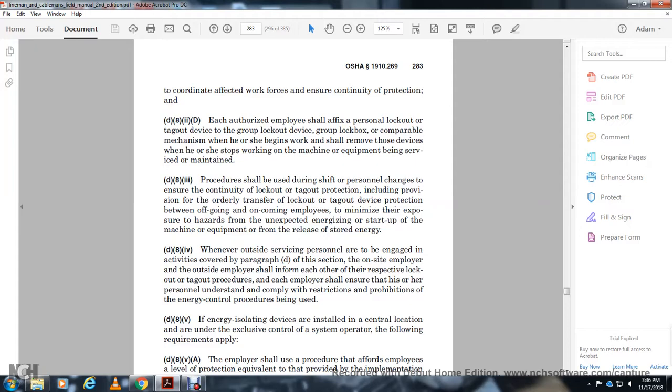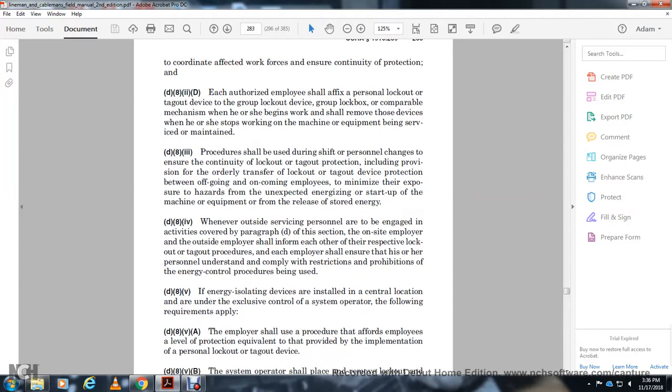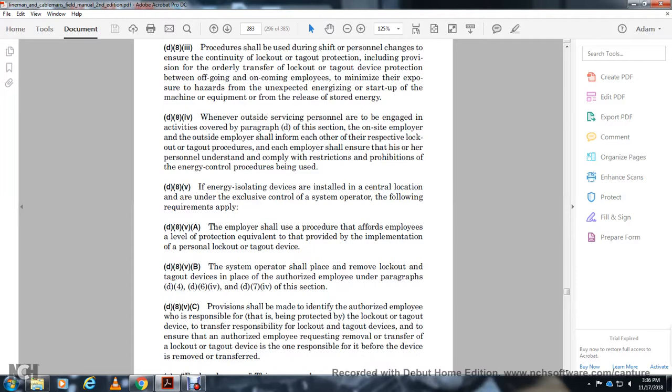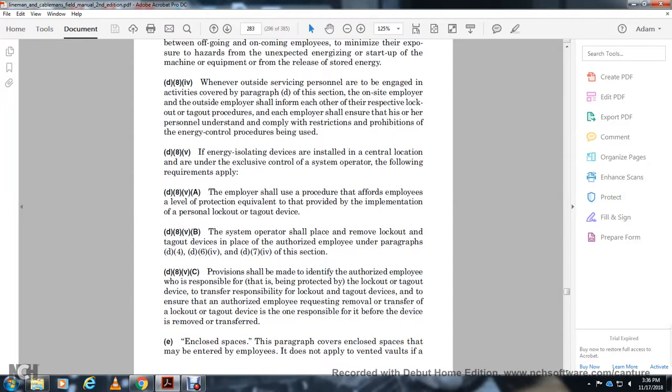If the energy isolating devices are in a central location or under the exclusive control of a system operator, the following requirements apply. The employer shall provide employees a level of protection equivalent to that provided by the implementation of the personal lockout or tagout device. The system operator shall place or remove the lockout or tagout device for the authorized employee under paragraphs D4, D6-4, and D7-4 of this section.